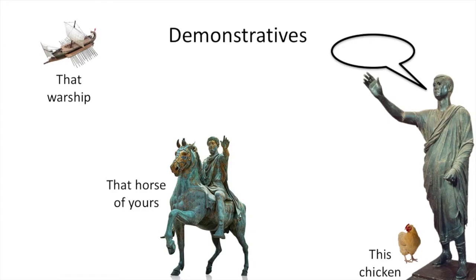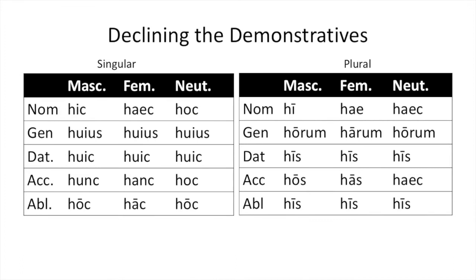So if we wanted to translate these all into Latin, for this chicken, our orator friend would use hic haec hoc. For that warship way over there, he'd use ille illa illud. And for that horse of yours, he would use iste ista istud. So what are the forms of all of these? Well, here they are. Make sure you copy all of these down.